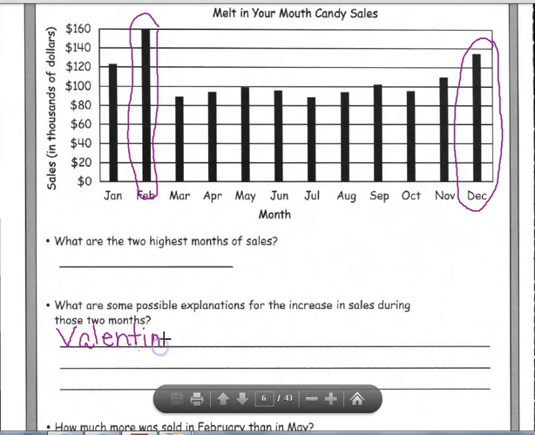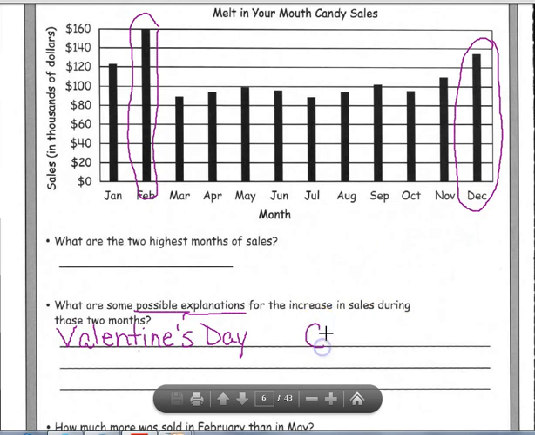Valentine's Day. That sells a lot of candy. So that is one possible explanation. Now, there could be another reason why February has such high sales, but we're just making possible explanations here. All right. And December, well, what's the holiday in December?